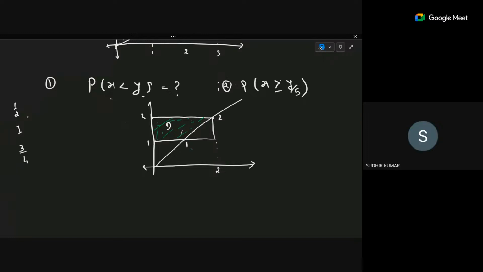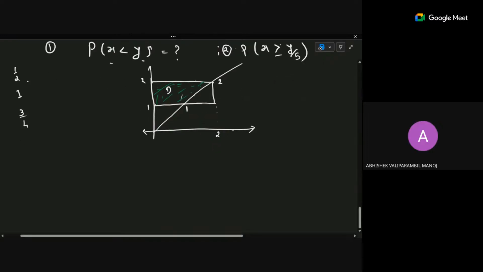2 minus half. What is it? 2 minus half, that is also fine. You can do it divided by 2, or anything else. 3 by 2. 1.5 divided by 2. So 3 by 4. Probability x greater than y.